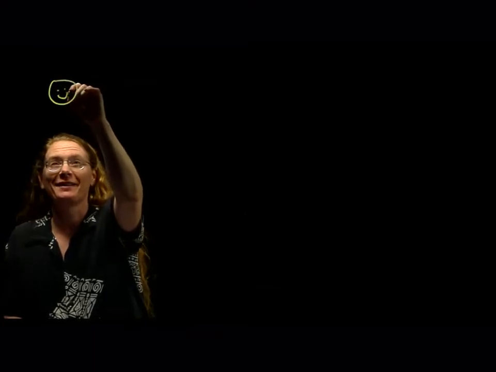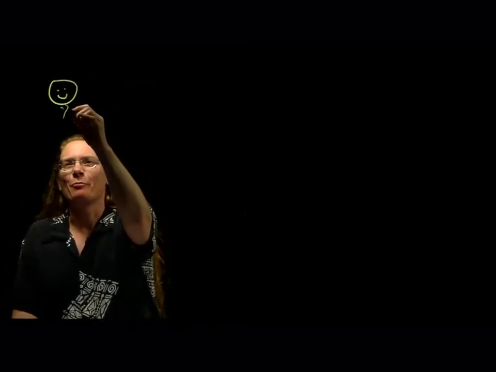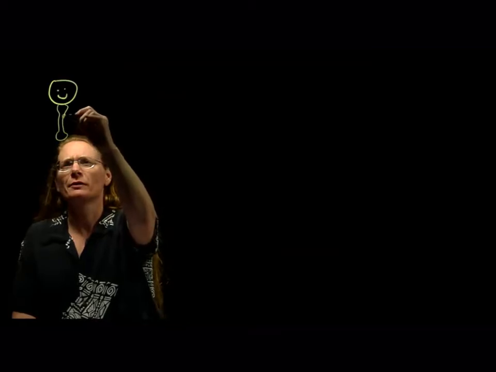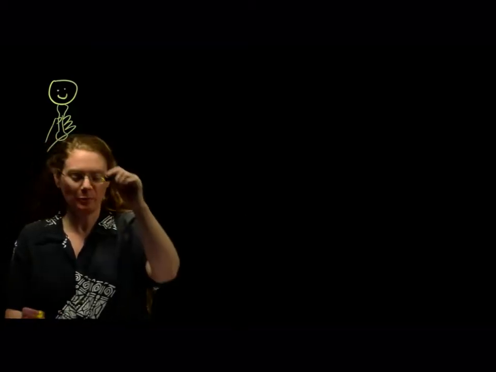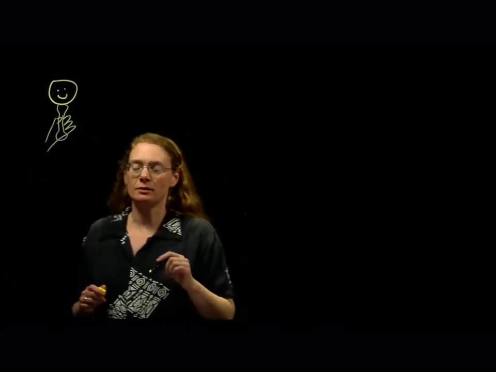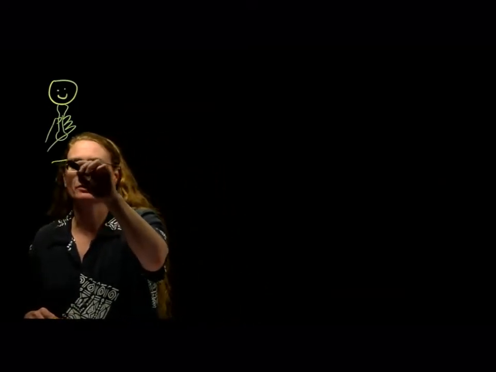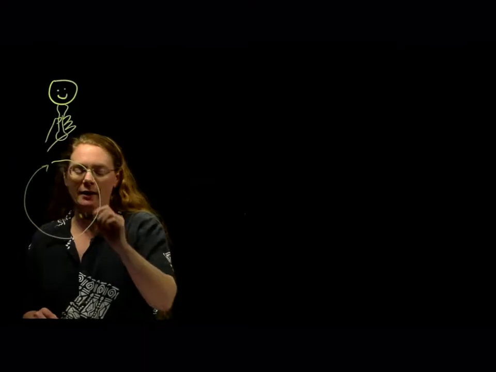So I really can't draw a skeleton head. There's our skeleton head. And then it's on a bone. How do you draw a bone? There. And you're grabbing it. And you're spinning it in a vertical circle at a constant speed.